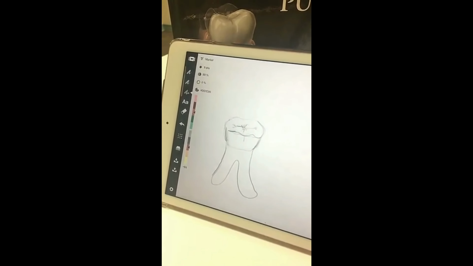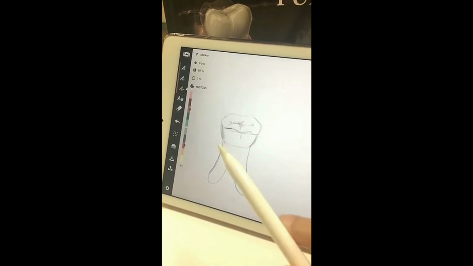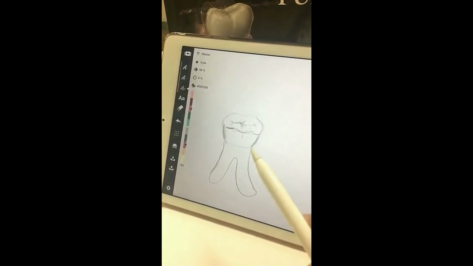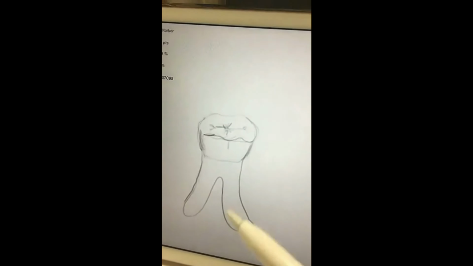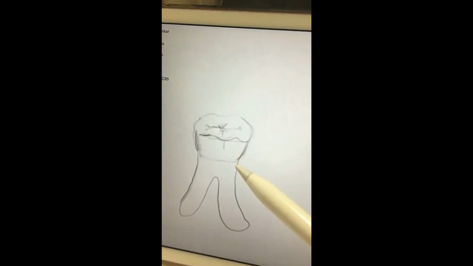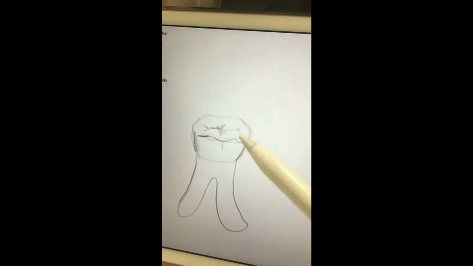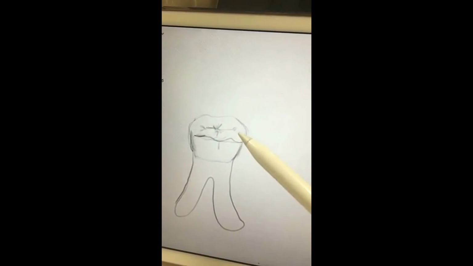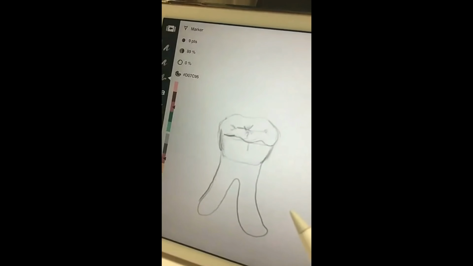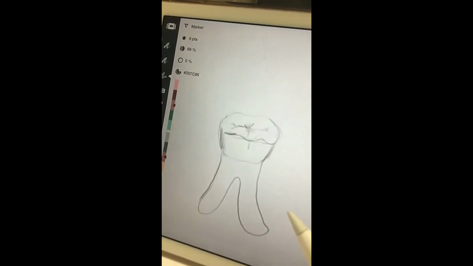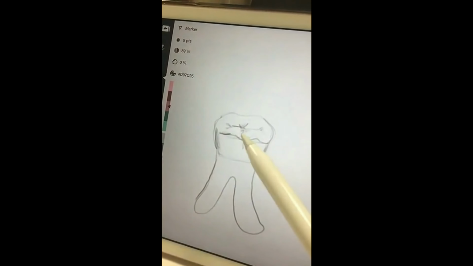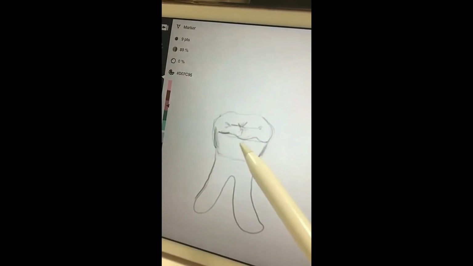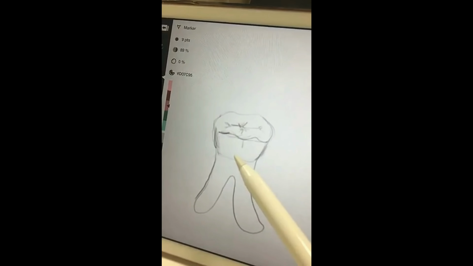Here I did a simple drawing of a lower molar. So what you need to consider here is the level of the cemento-enamel junction. You have to notice the cervical constriction to avoid starting your access cavity in this area. So when I apply the Krasner and Rankow rule, they said it's in the middle of the crown. So this is the middle of the crown at the level of the cemento-enamel junction.